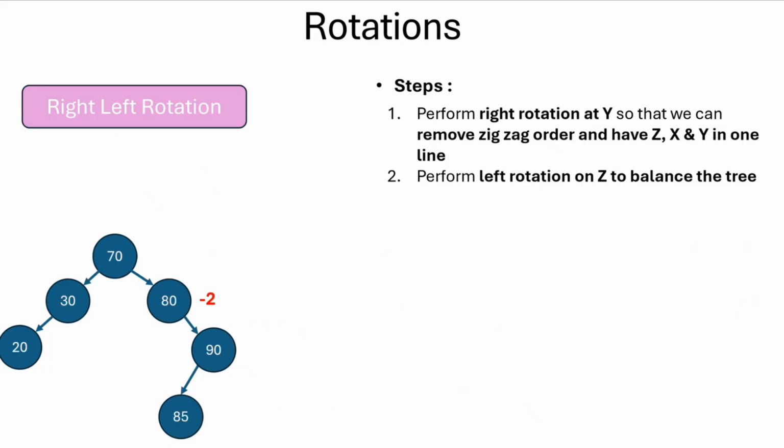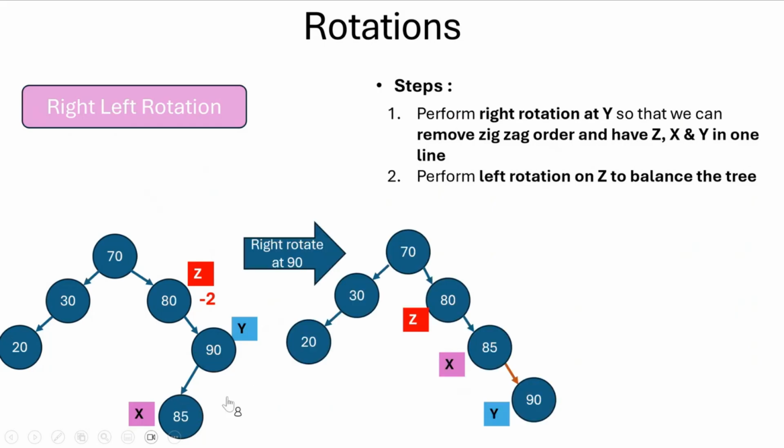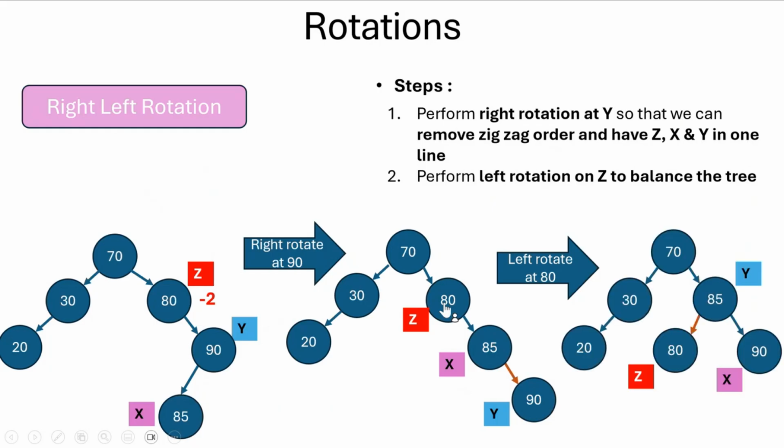Basically, we can solve it using right rotation at Y, which is 90. So with right rotation at Y, 90 becomes the right child of 85. And the tree will look like this. It broke the zigzag structure. And then we do the left rotation at Z, which is 80. So left rotation means 80 becomes the left child of 85. Basically, the 85 becomes the new root, and 80 becomes the left child of 85. And the tree will look like this.